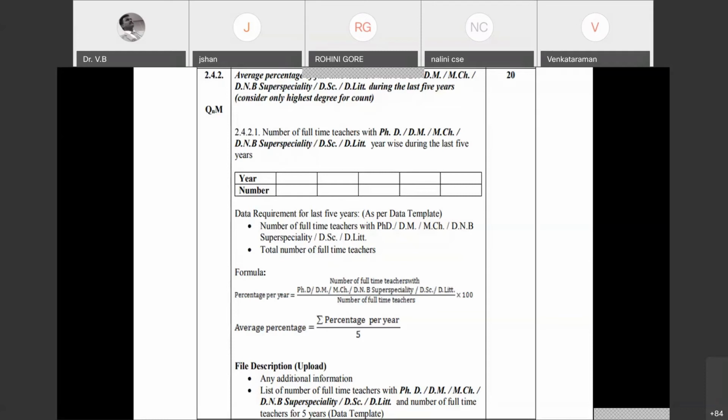So, for example, if you have 100 PhDs in your institution, then out of those 100 names, the DVV can handpick 2, 3, 4 or 5 names, however many, and ask for their certificates. So once you are entering the number over here, you have to ensure that you have a copy of their certificates in the department. So that is 2.4.2.